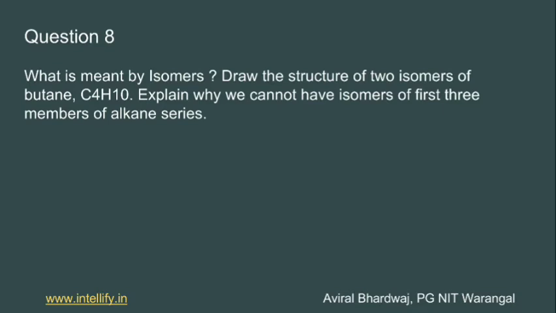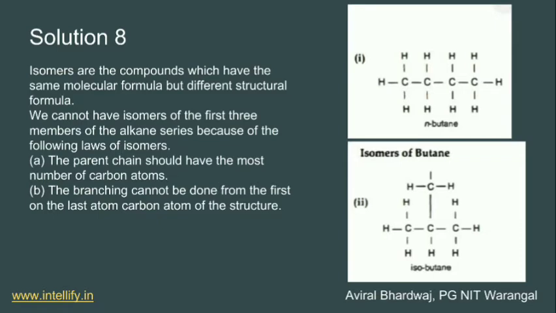Next question is: what is meant by isomers? Draw the structure of two isomers of butane, C4H10. Explain why we can't have isomers of the first three members of the alkane series. The answer: first you should know what an isomer is. An isomer is a compound which has the same molecular formula but a different structure. Like these two structures, they have the same molecular formula of butane but are different. The first is n-butane, with no branch chain, and the one with a branch chain at the center carbon is called isobutane.